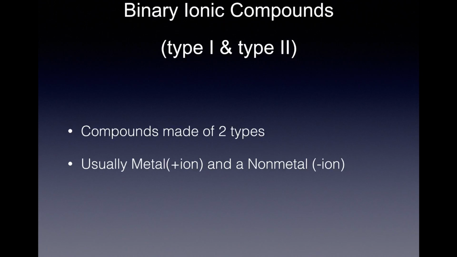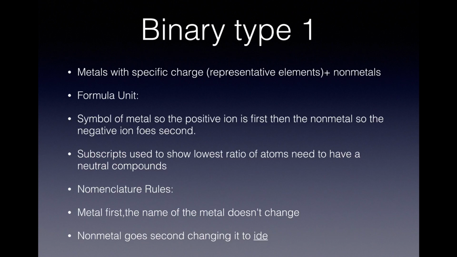So the first type I'm gonna be showing you today is binary ionic compounds, and this consists of two types, and they're usually a metal that is positive and a non-metal that is negative. So the first binary compound is type 1, and this is a metal with a specific charge, which are representative elements, the ones that we usually use in the periodic table. They're the most known, plus a non-metal that is negative.